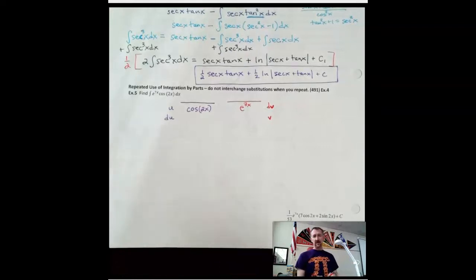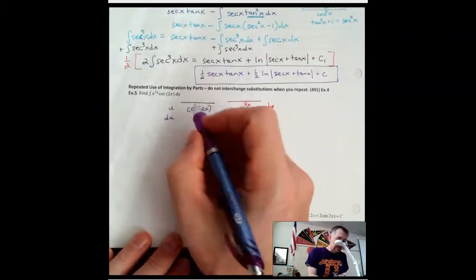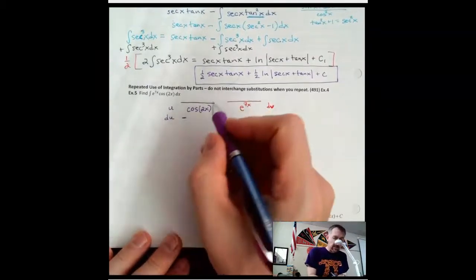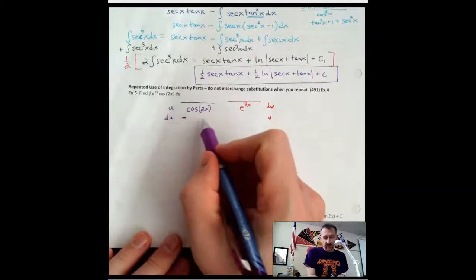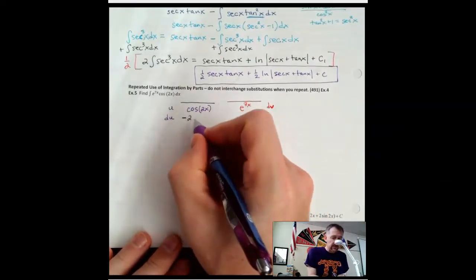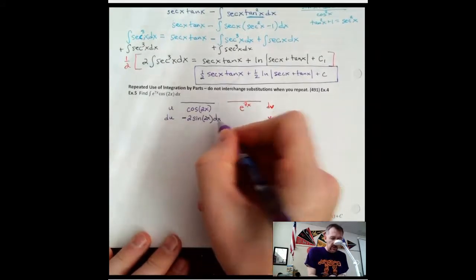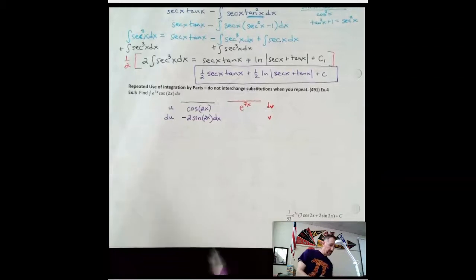So how did I choose that? I chose it based on that mnemonic device. Now, if we take the derivative of cosine, that's going to be negative. It would start off as negative sine of 2x, but then we have to use the chain rule. We have to multiply that by 2. So I'm going to put negative 2 sine 2x dx. I didn't forget the dx this time.